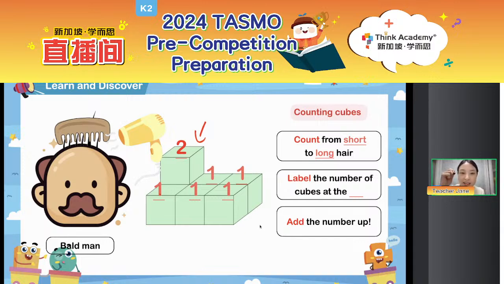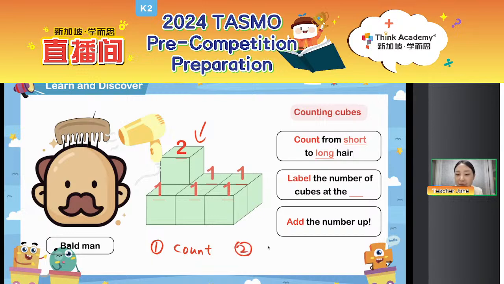And then everyone takes down some notes together. How can we count the cubes? The first step is to count from where? From shorter hair to longer hair, or from longer hair to shorter hair. From shorter ones, right? That will be quite easy for us. The first step is to count.